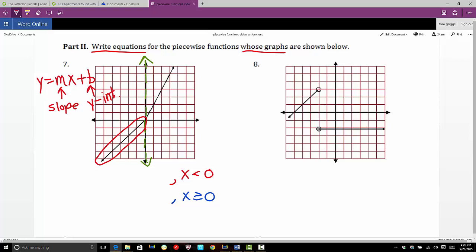The b should be very easy in this problem because you can actually see where it crosses the y-axis. It crosses at the origin, at the point 0, 0. So that means our y-intercept is just 0. The slope takes a little bit more work, but not much. We need 2 points on that line. So find any 2 points where it looks like it crosses the grid lines.